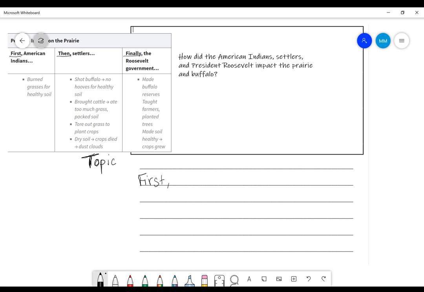So first, blank. So look at your chart over here. Who was the first group that positively impacted the prairie? First, the American Indians. There's that topic specific word. And you guys are going to finish this sentence. First, the American Indians, blank. Tell me, what did the American Indians do to impact the prairie?